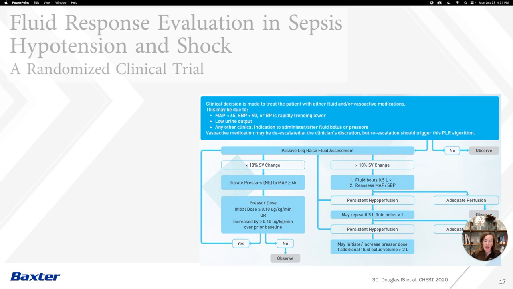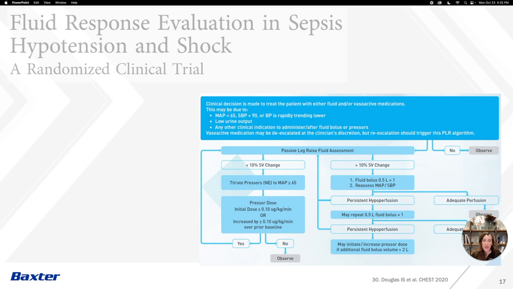Essentially, you have roughly 200 patients, and everyone gets their weight-based fluid, and then you split the group in half. Half the patients are going to get fluid according to usual care. The other half are going to get fluids only if the patient's a fluid responder. And so I've got the protocol up on the screen for you so that you can look through this.